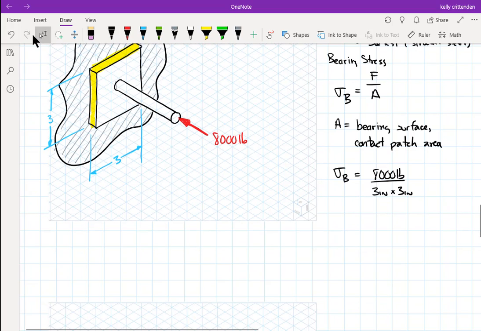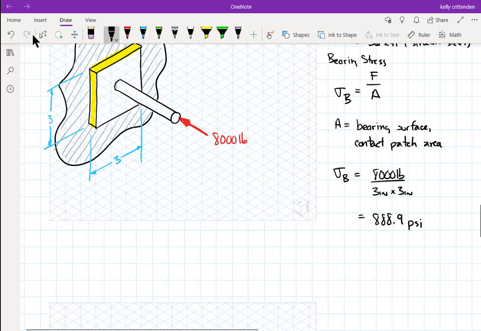And so again, my units work out. I have 8,000 pounds over 9 square inches, and I get 888 point, a whole bunch of 8s. And thinking back to our chart a minute ago, that's a pretty small stress for most materials.